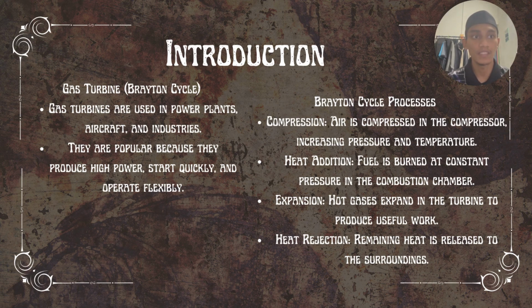The first step is compression. Air is compressed in the compressor, increasing pressure and temperature. Second is heat addition. Fuel is burned at constant pressure in the combustion chamber. The third one is expansion. Hot gas expands in the turbine to produce useful work. The last one is heat rejection. Remaining heat is released to the surroundings.